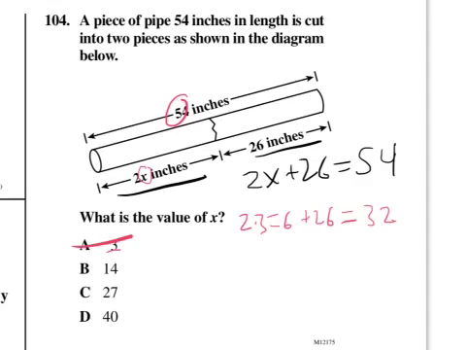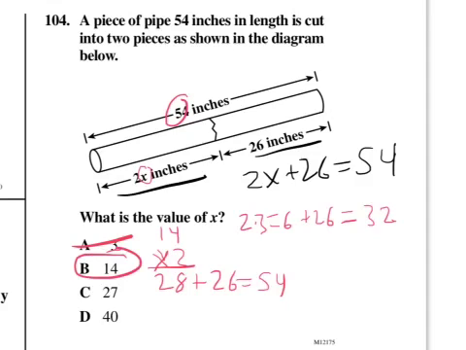Could cross it out. Now, okay, 2 times 14 gives you 28, plus the 26, does that equal 54? Good, there's your answer. If you go one by one, if you just simply plug in these answers for x, multiply it, then add 26, you're looking for 54. You could also solve this. Got it? Minus the 26 over, divide by 2.